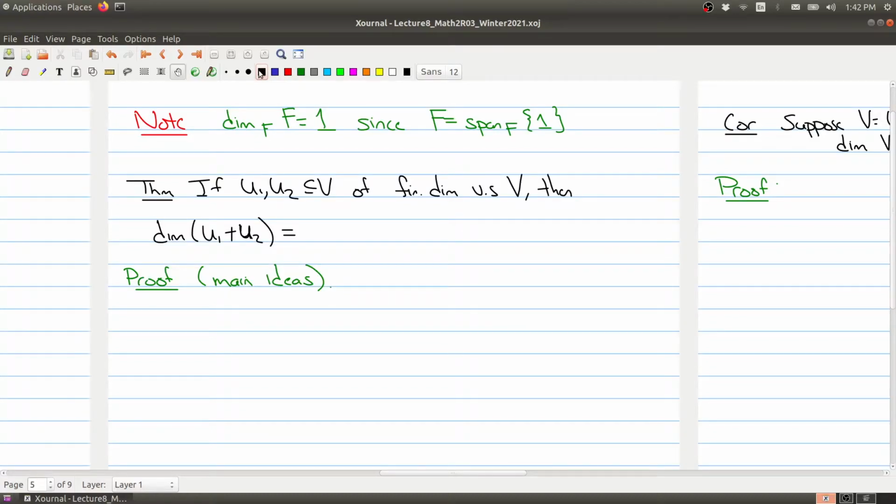So welcome back to part 3 of lecture 8. In this part, we're going to prove some things about dimension, about what happens when you take two subspaces and add them together.